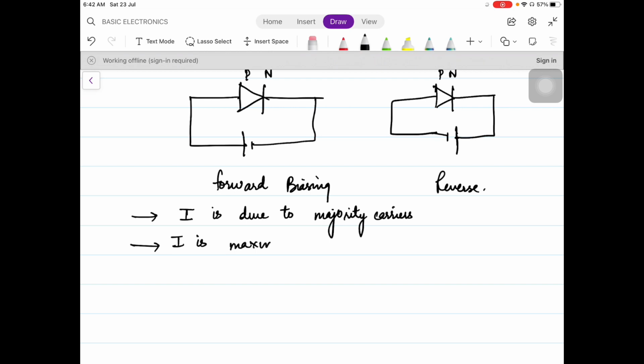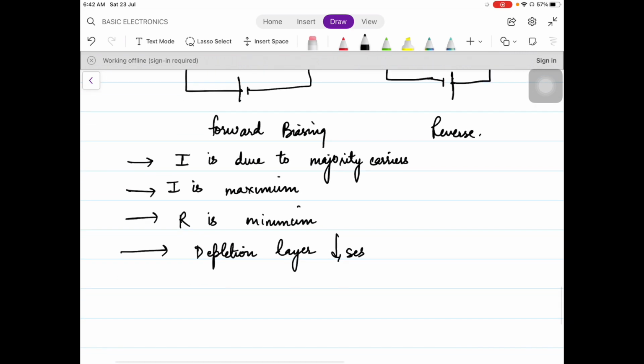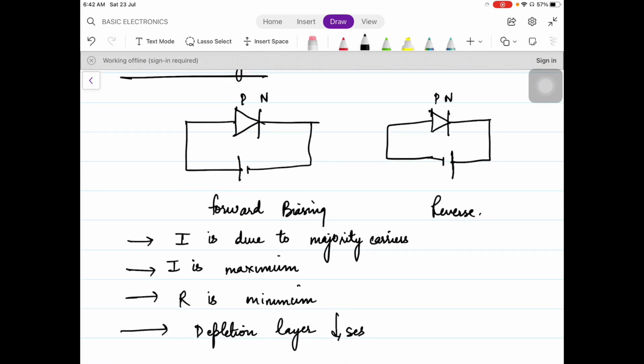And when the current is maximum, resistance is minimum. That means forward resistance is less. The depletion layer decreases in the case of forward biasing. These are the important points that we must remember. Also, in forward biasing, we have connected the battery and the current will start flowing, but only when the battery value exceeds the value of the potential barrier.